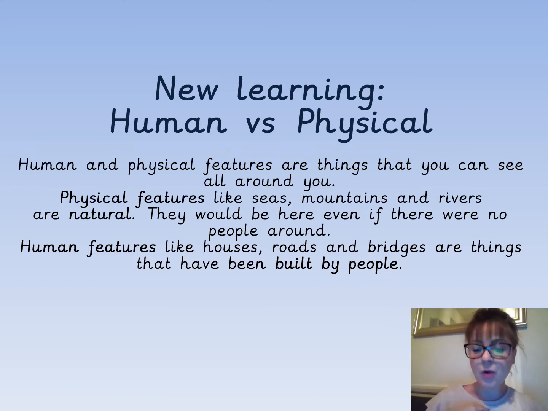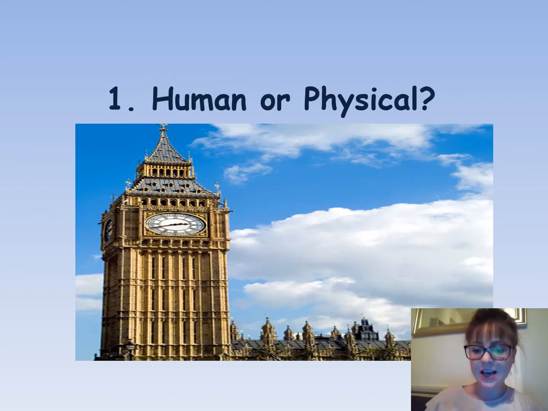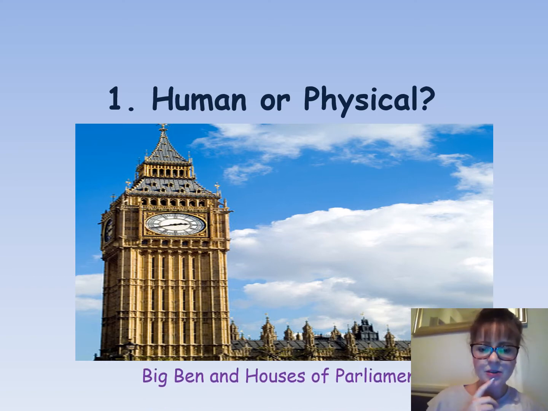So we're going to look at some pictures now and we're going to decide if they are human or physical. What I'd like you to do is write down the numbers you can see at the top. So number 1, and you're going to write human or physical. So this is Big Ben. Is it a human feature or physical feature of London? All you need to do is write the number 1 and then human or physical. So is it natural? Is it made by humans, do you think? So Big Ben is a human feature.